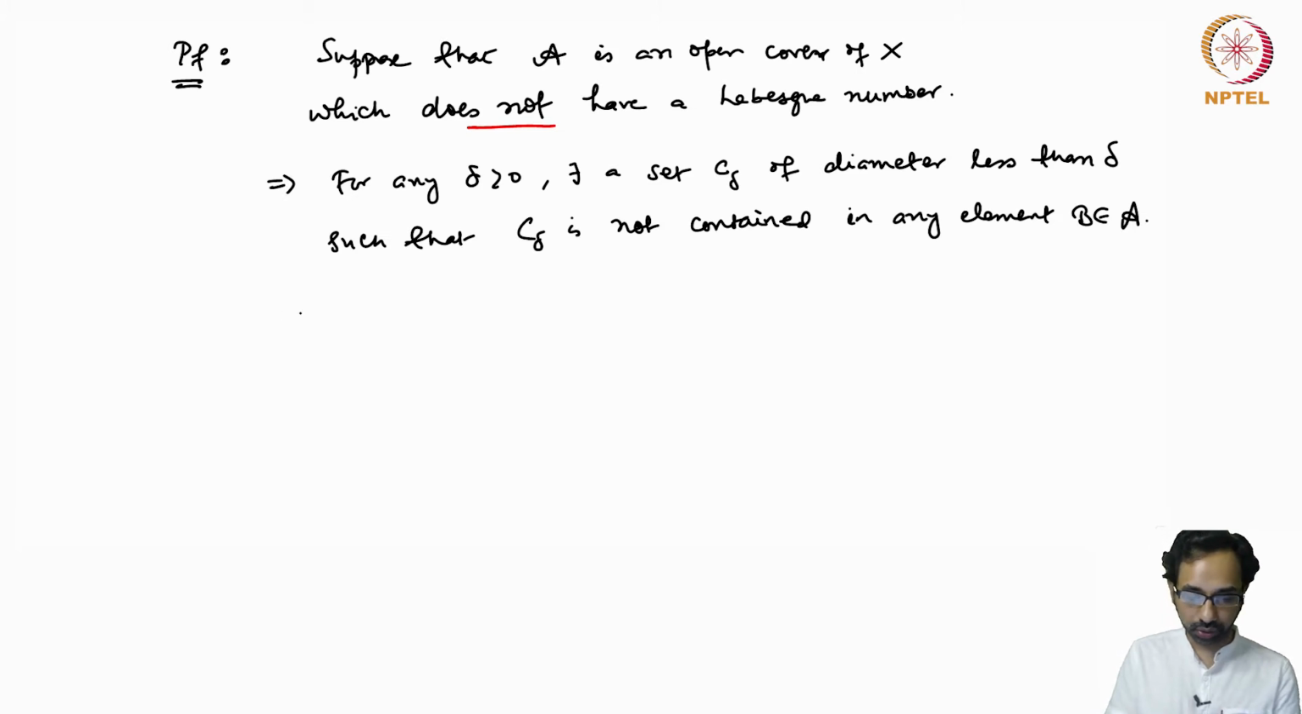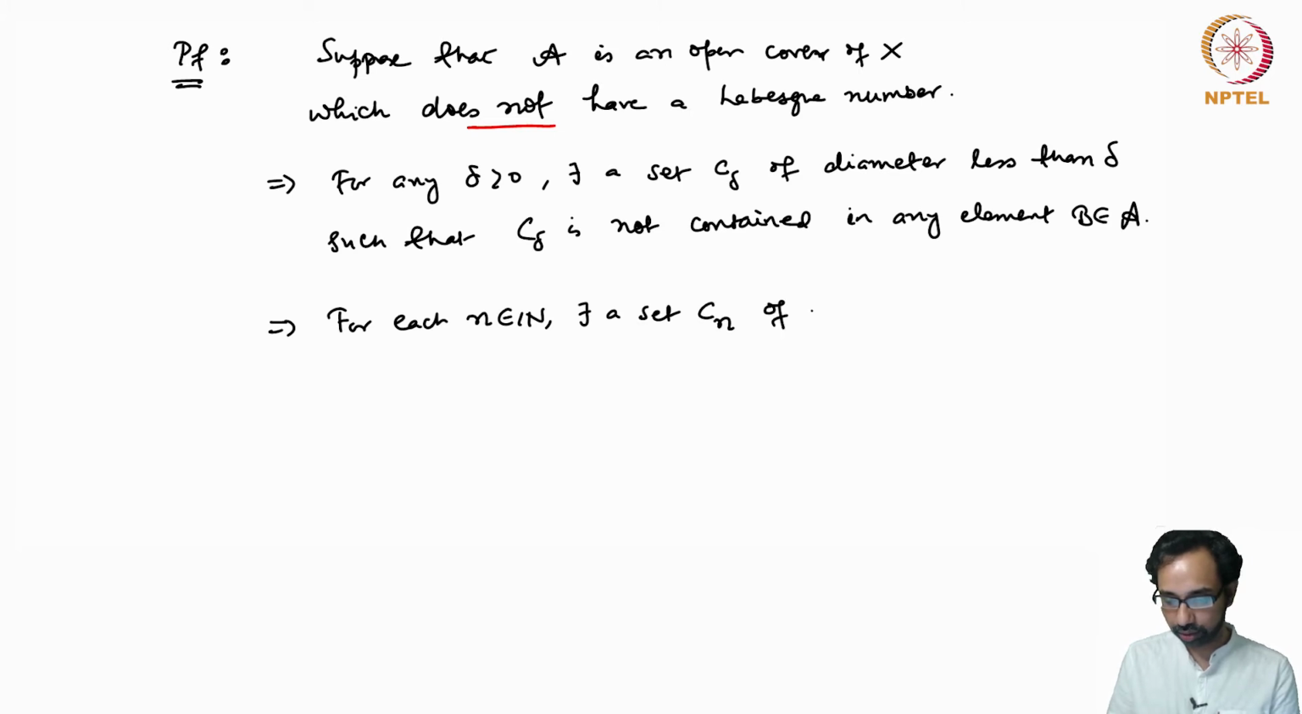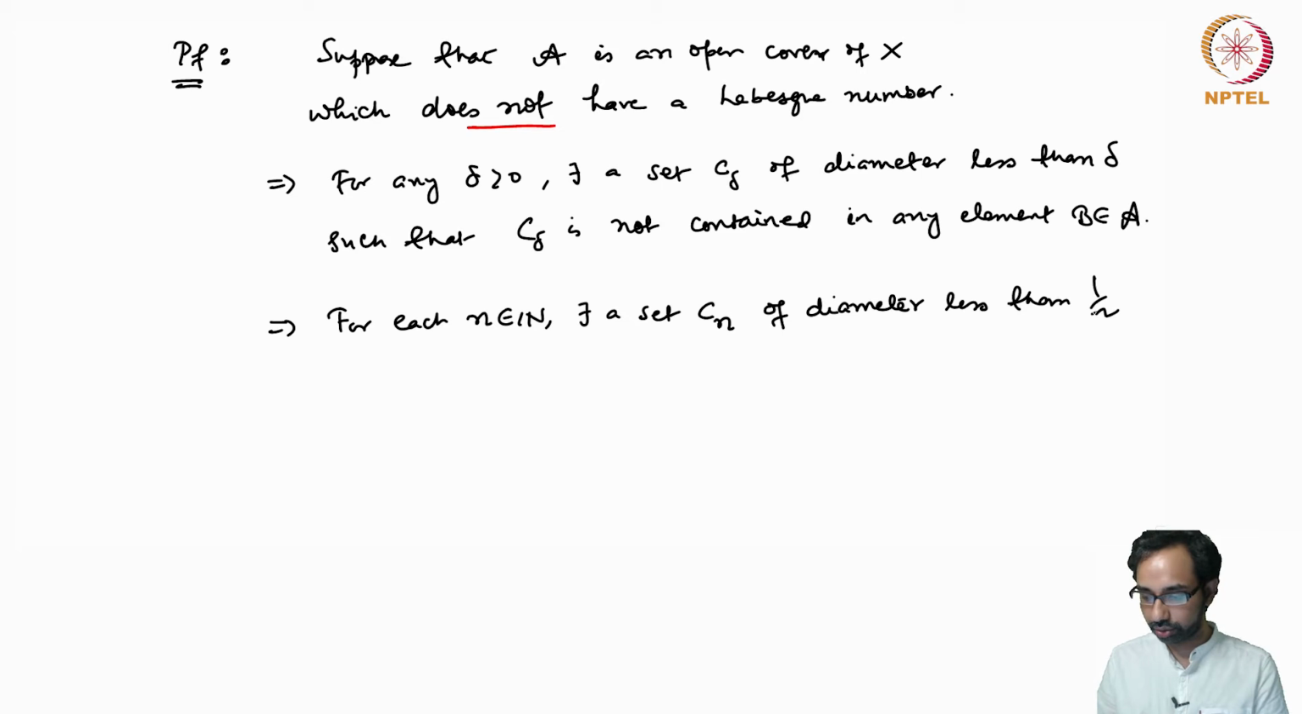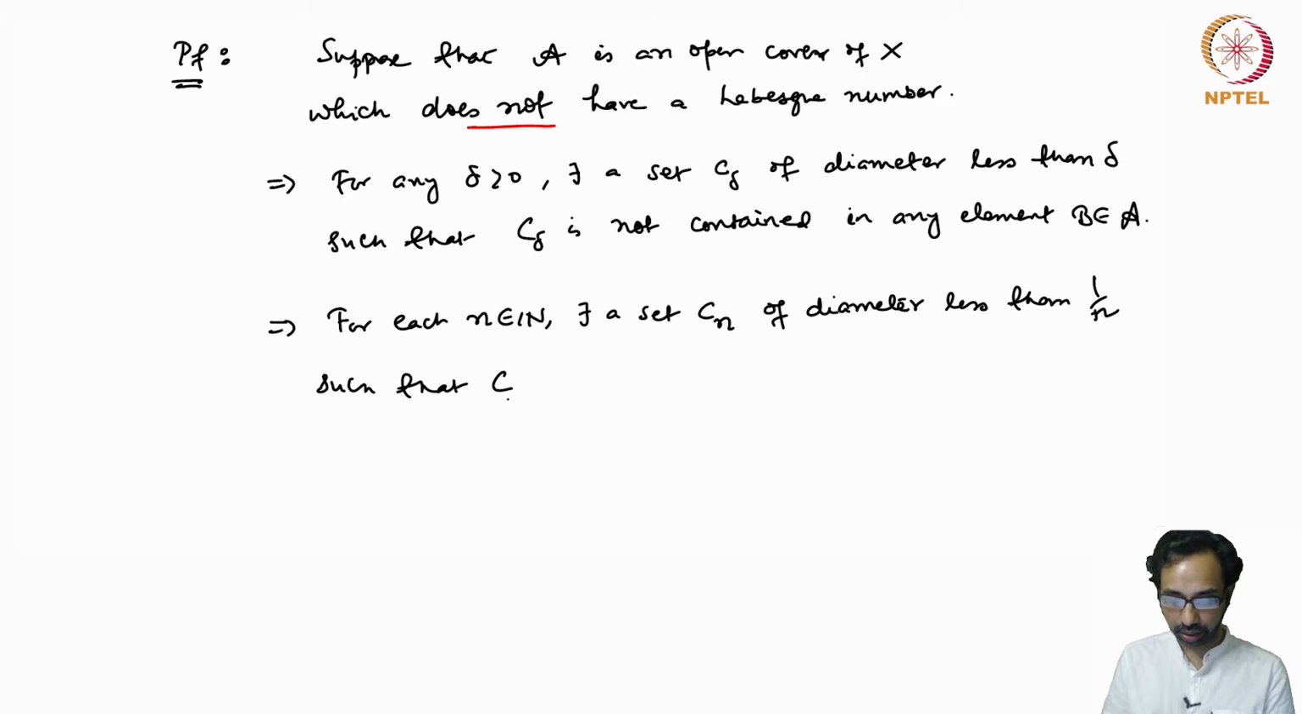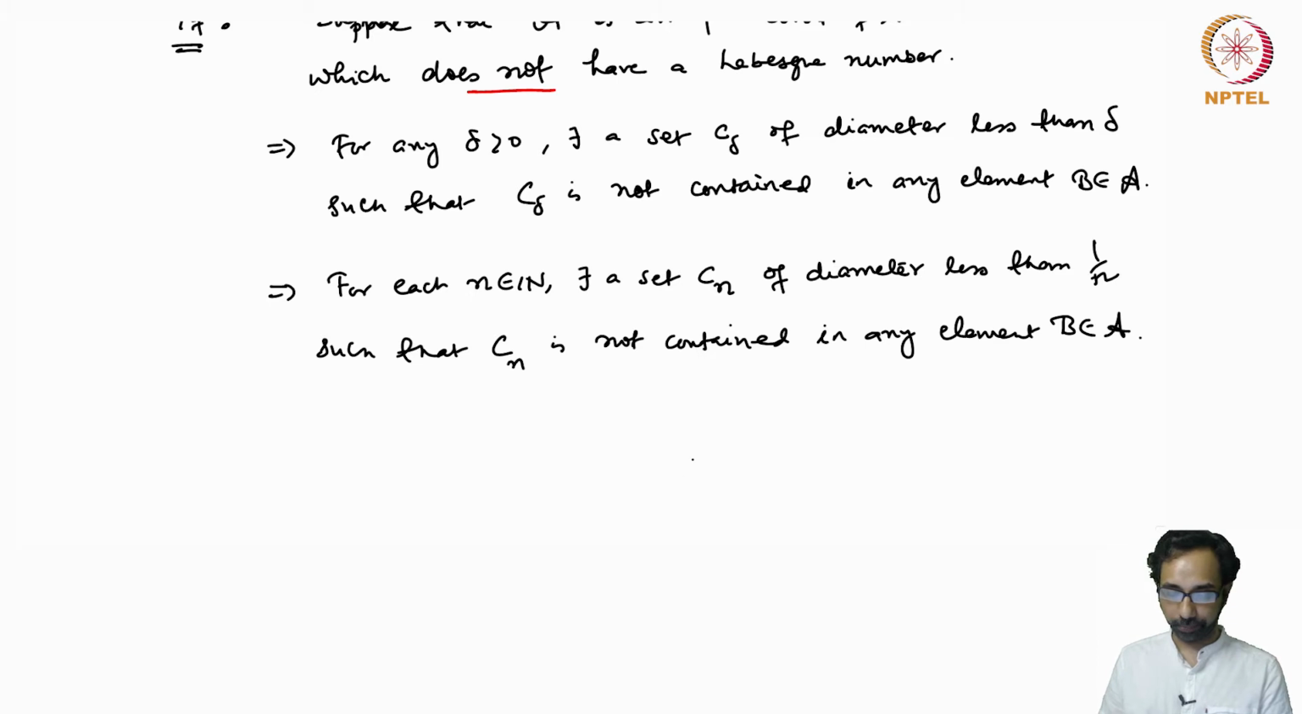And if this is true, then this means that for each natural number n, there exists a set Cn of diameter less than 1 by n. So we are just choosing n large enough, so we can have a set of diameter less than 1 over n such that Cn is not contained in any element B of A. So now we will try to use this to get a contradiction using the sequential compactness of the metric space X.